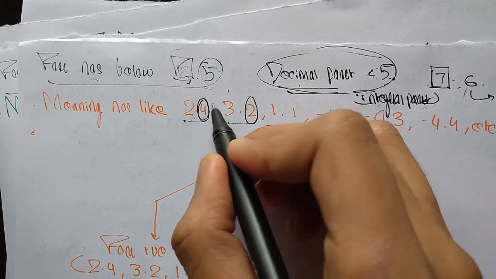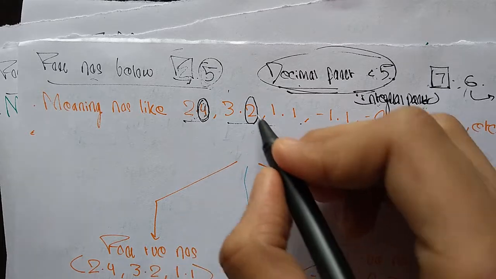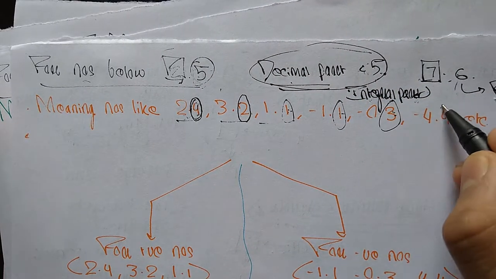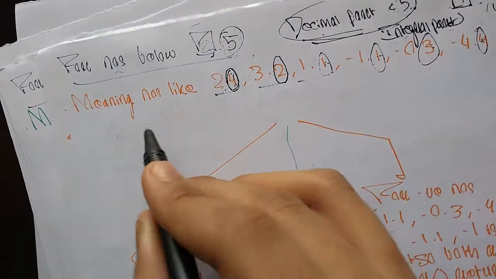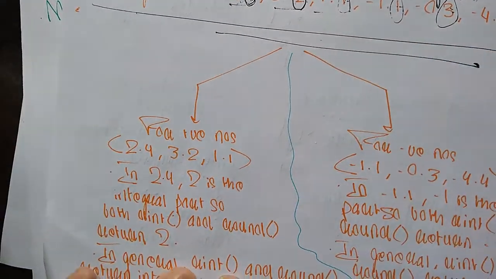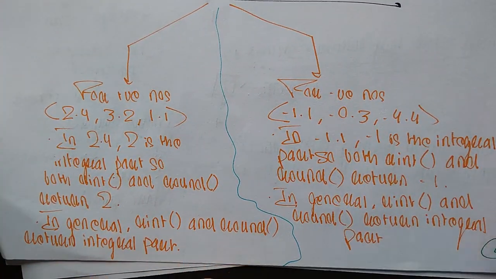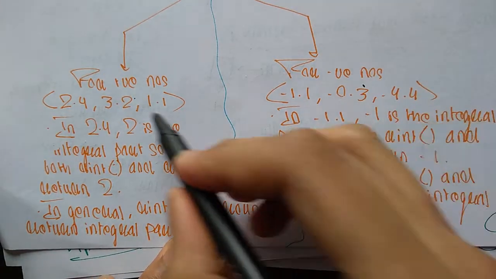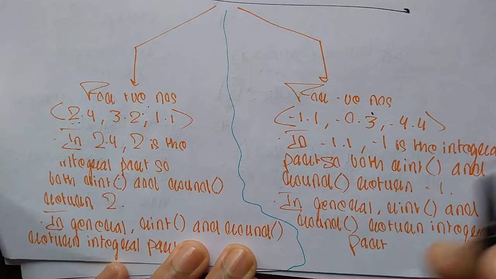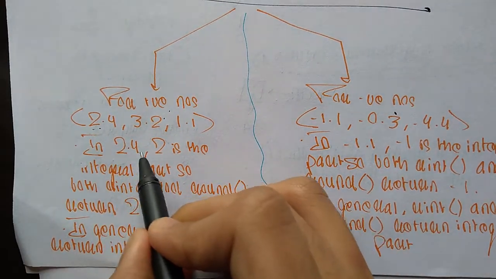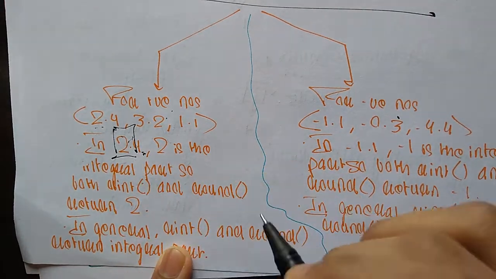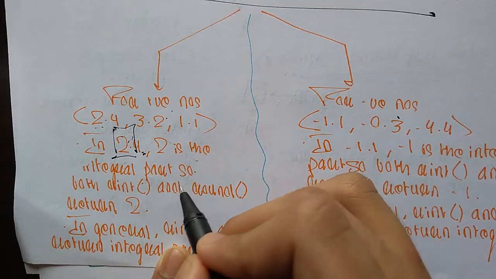So here you can check 2.4. 4 is less than 5, correct? 2 is less than 5. 1 is less than 5. 1 is less than 5. 3 is less than 5. 4 is less than 5. So we are considering these numbers. Okay. And I have divided these numbers into two cases, one for positive and one for negative, right? So positive numbers include 2.4, 3.2, 1.1, right? And in 2.4, you can easily see 2 is the integral part. And what is 4? 4 is the decimal part. So 2 is the integral part.